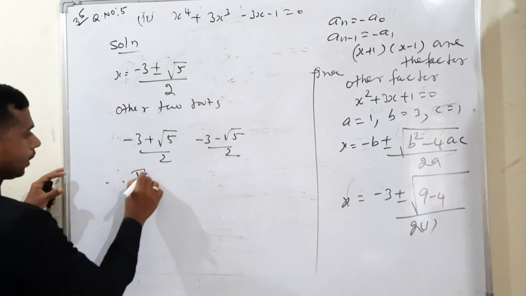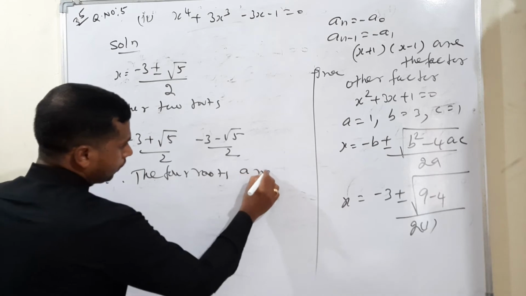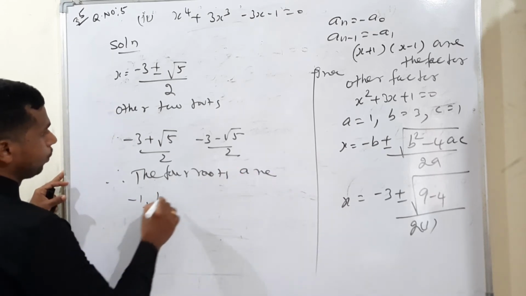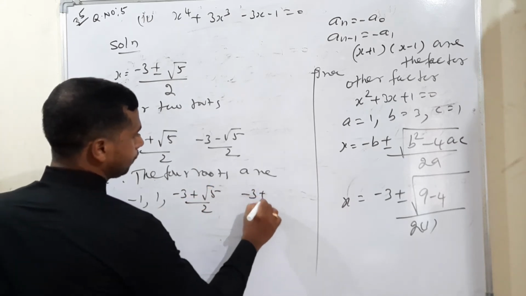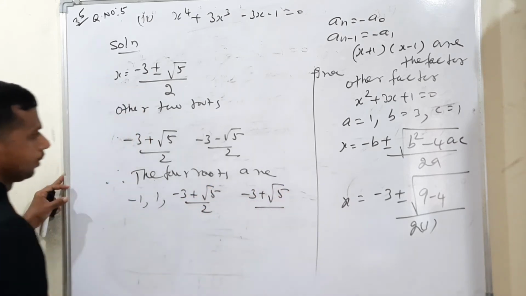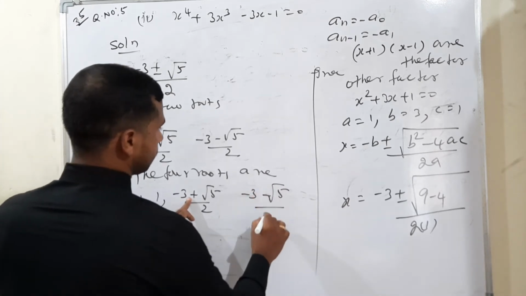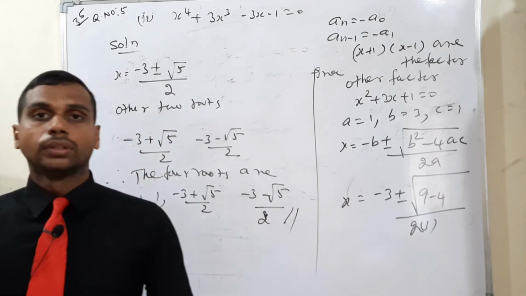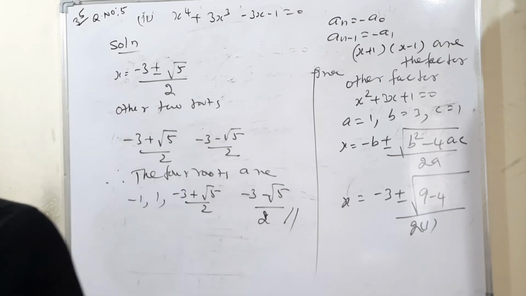Therefore, the four roots are: we already know minus 1 and positive 1, then minus 3 plus root 5 by 2, and again minus 3 plus, sorry, this is minus root 5 by 2. This is the answer for this sub-division. Okay, I will continue with the next question from exercise 3.5.